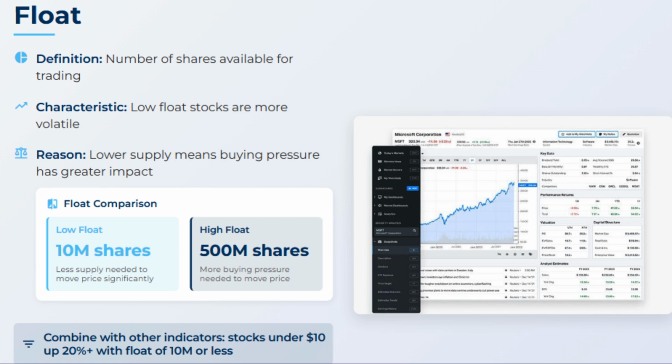While a stock's float isn't a great standalone indicator, it can be combined with other indicators to find prime trading setups. For example, you might look for stocks under $10 that are up 20% or more with a float of 10 million or less. This combination helps you find potentially explosive moves in stocks with limited supply.